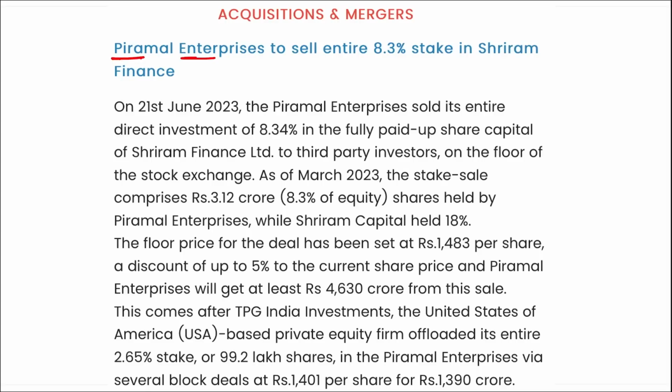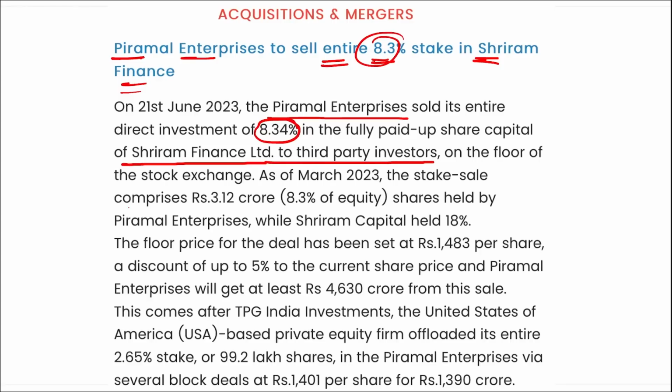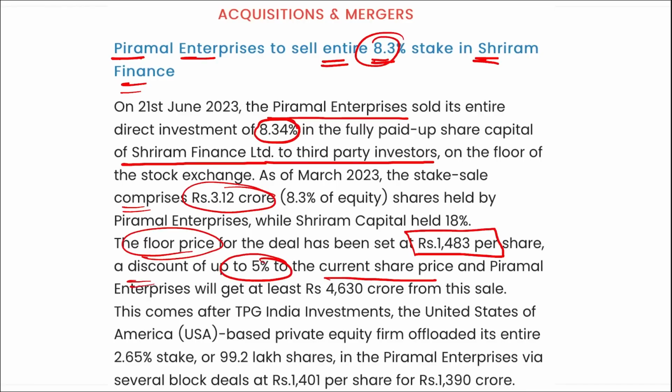Next, Piramal Enterprises to sell its entire 8.3% stake in Shriram Finance. So here it is, Piramal Enterprises. They are ready to sell their entire investment of 8.34% in the fully paid up share capital of Shriram Finance Limited to third party investors. Right, and the stake sale comprises 3.12 crore shares. The floor price for the deal has been set at rupees 1483 per share, a discount of up to 5% to the current share price, and Piramal Enterprises will get at least 4630 crore rupees from this particular sale.